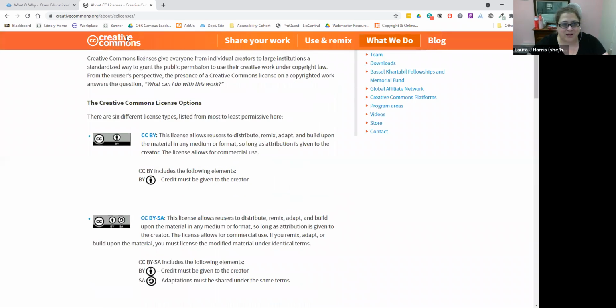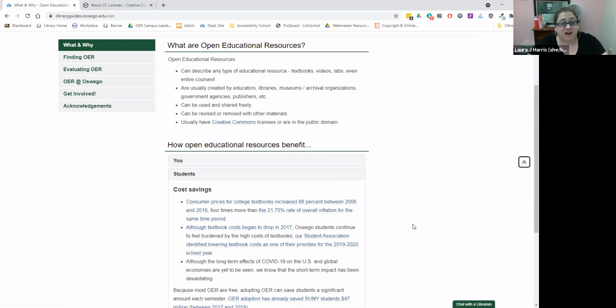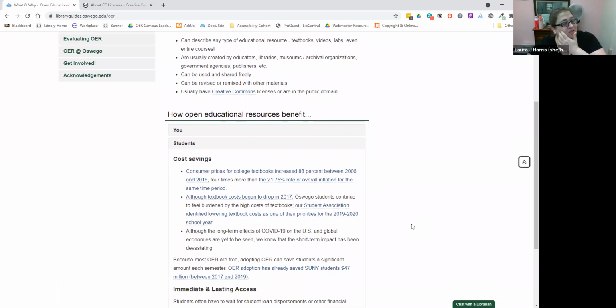So let's go back here to our OER page. I want to talk a little bit about the benefits of open educational resources. I think the most obvious benefit is that it saves students money. That's what got me interested in open educational resources a few years back.